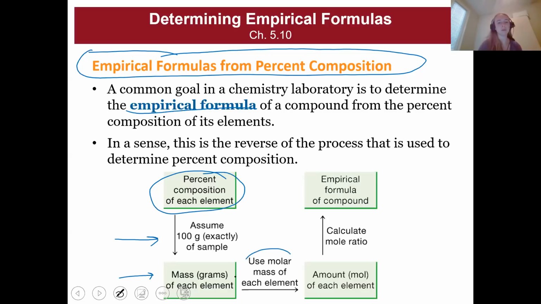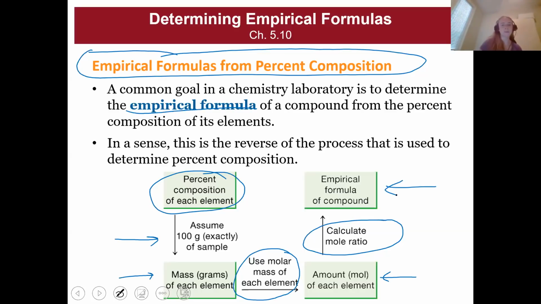All right, then we use the molar mass of the elements to end up with moles of the element. And we calculate a mole ratio based on those numbers of moles. So we find the amount in moles of each element and compare them to each other to find the mole ratio of each element in that compound. And that gives us our empirical formula. So let's see what that looks like, okay? We're going to get to that in a little bit, but let's continue the process.